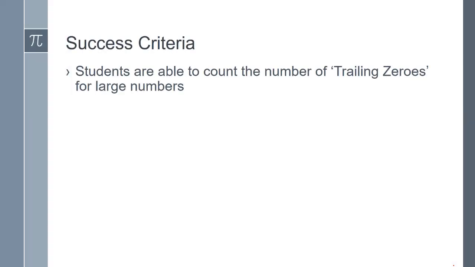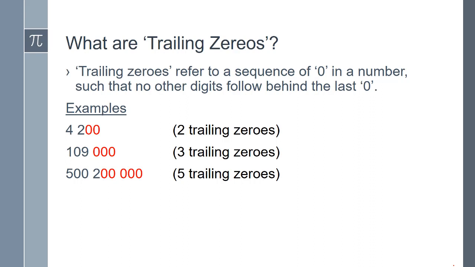The objective of this lesson is for students to be able to count the number of trailing zeros for large numbers. So let's begin with the definition and some examples of trailing zeros. Trailing zeros refers to a sequence of zeros in a number such that no other digit follows behind the last zero. In the first example, the number 4200, you can see the number ends with two zeros. We can say that there are two trailing zeros.